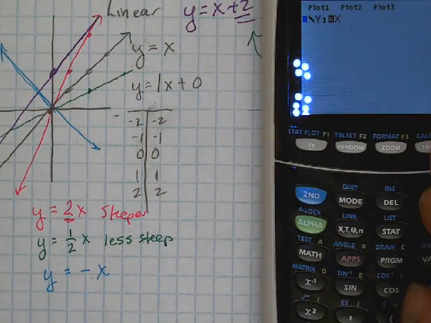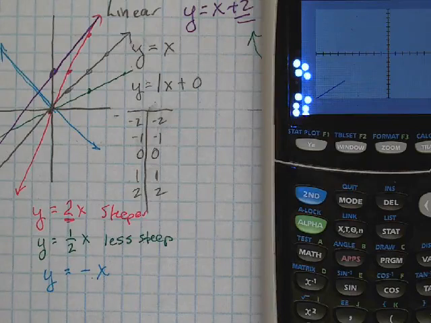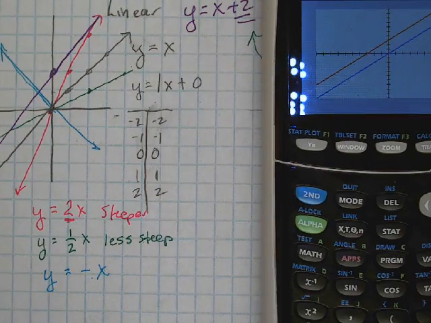If I go back to y equals and take out that second one, if I type in x plus 3, what should happen is that graph should move up 3 units. So there's y equals x, and y equals x plus 3 is going to be the one that's shifted up 3 units. Let's go try x squared.